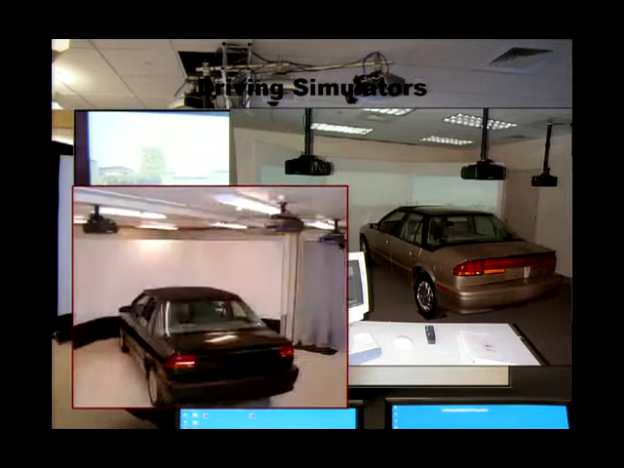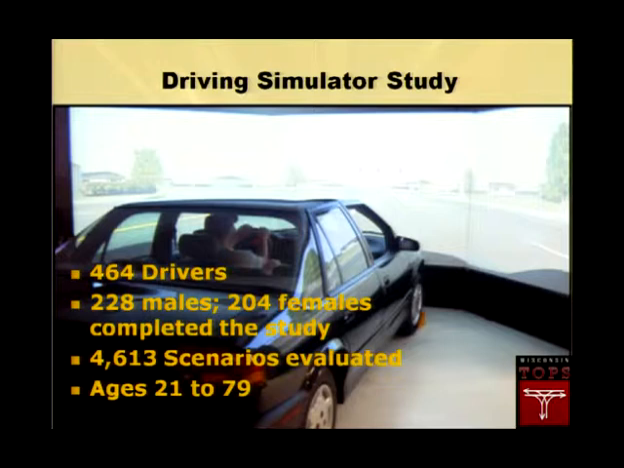So we got the simulators that existed at the time around the country together, and we did this. We found 464 willing participants to come in and drive different types of signalized intersection scenarios. Protected permissive left turns, looking at all the different flashing combinations. And again, a very commonly used experimental design, looked at a number of different scenarios, and found the widest range of people we could get to come in and participate.